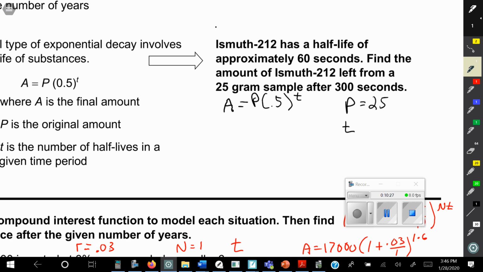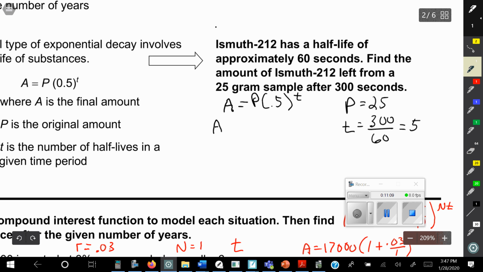All right, now we got to find the T. So the T is the number of half-lives in a given time period. We know that we get a half-life every 60 seconds, and they want to know what happens after 300 seconds, how many half-lives that's going to be. So you're going to take the 300 and divide it by 60. And that means you'll have 5 half-lives. In the time period of 300 seconds, it's going to have a half-life every 60 of them. So how many is that? That's 5.